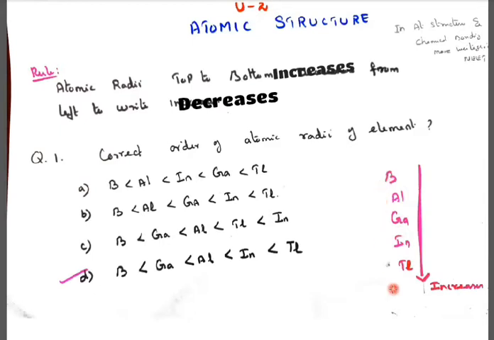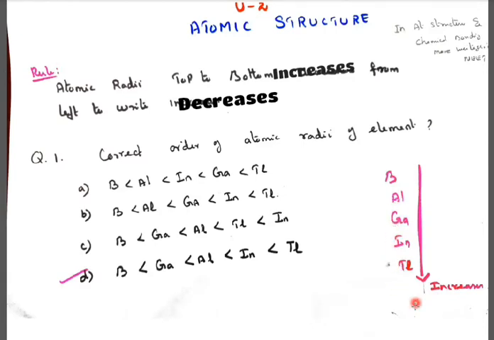To remember this boron family, I have already given one sentence in my description box: Birds all gather in total. Birds is boron, all is aluminium, gather is Ga, in is indium, total is Tl. So, birds all gather in total. If you remember the sentence, the boron family will automatically come in order: boron, aluminium, gallium, indium, thallium.